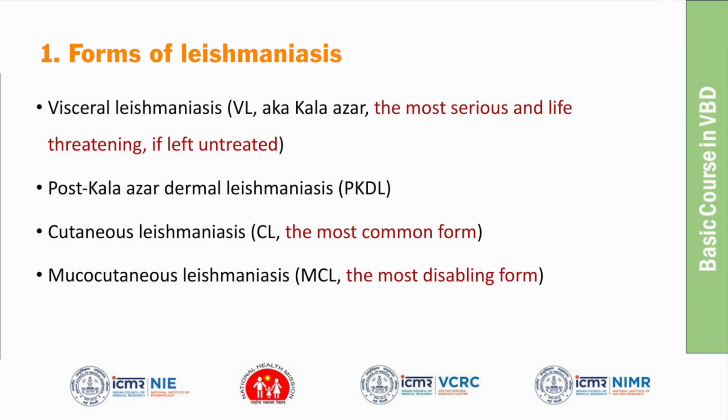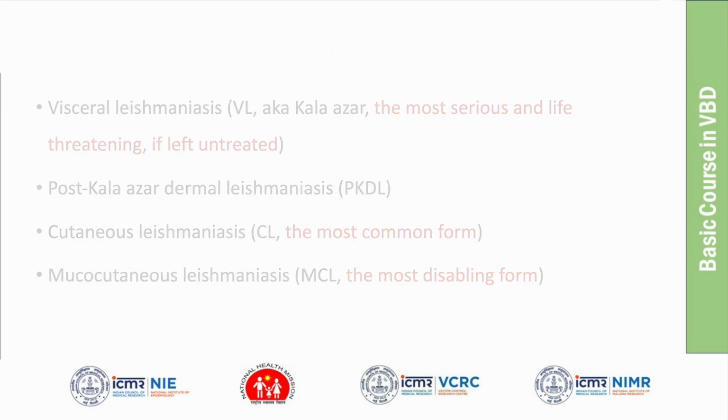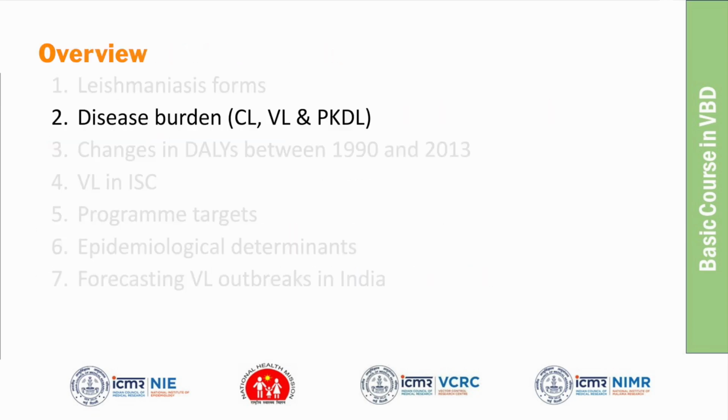There are four forms of leishmaniasis. The first is visceral leishmaniasis, shortly known as VL or Kala-azar, the most serious and life-threatening form if left untreated. Post-Kala-azar dermal leishmaniasis, PKDL, is the second form. The third is cutaneous leishmaniasis, CL, the most common form. The final one is mucocutaneous leishmaniasis, MCL, the most disabling form of the disease.